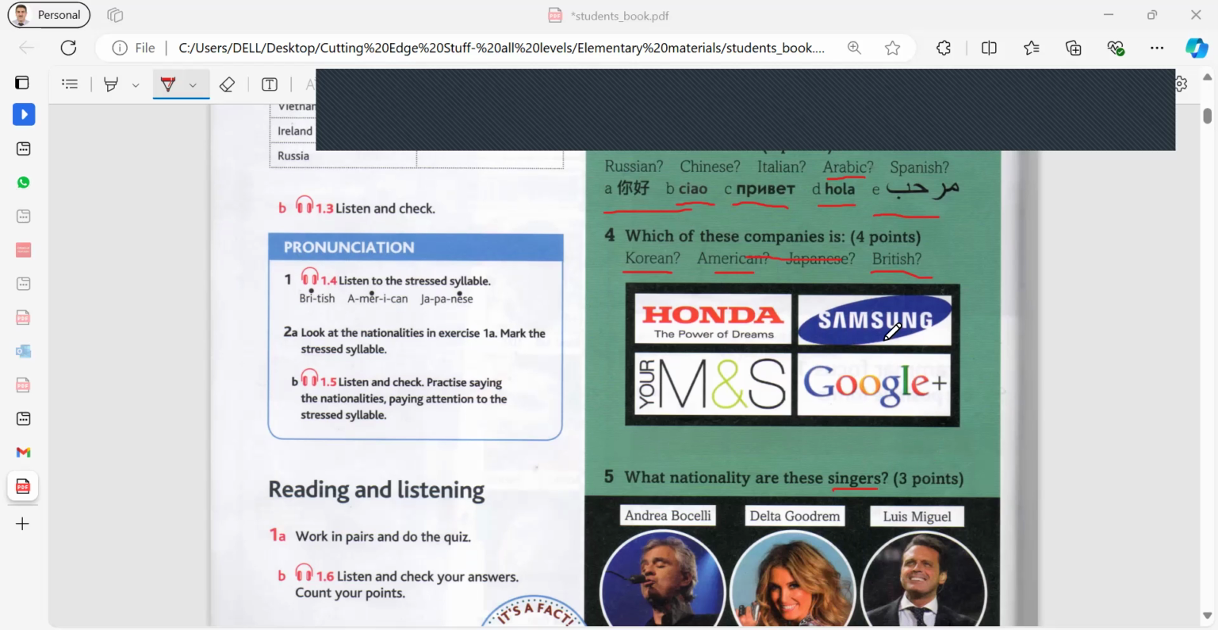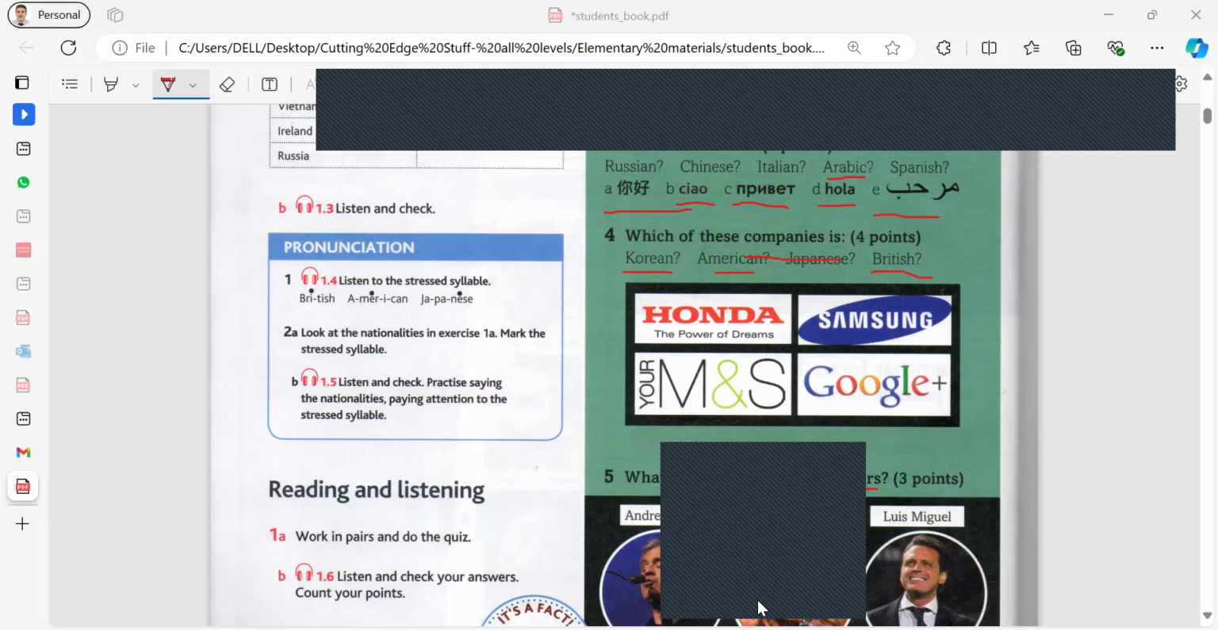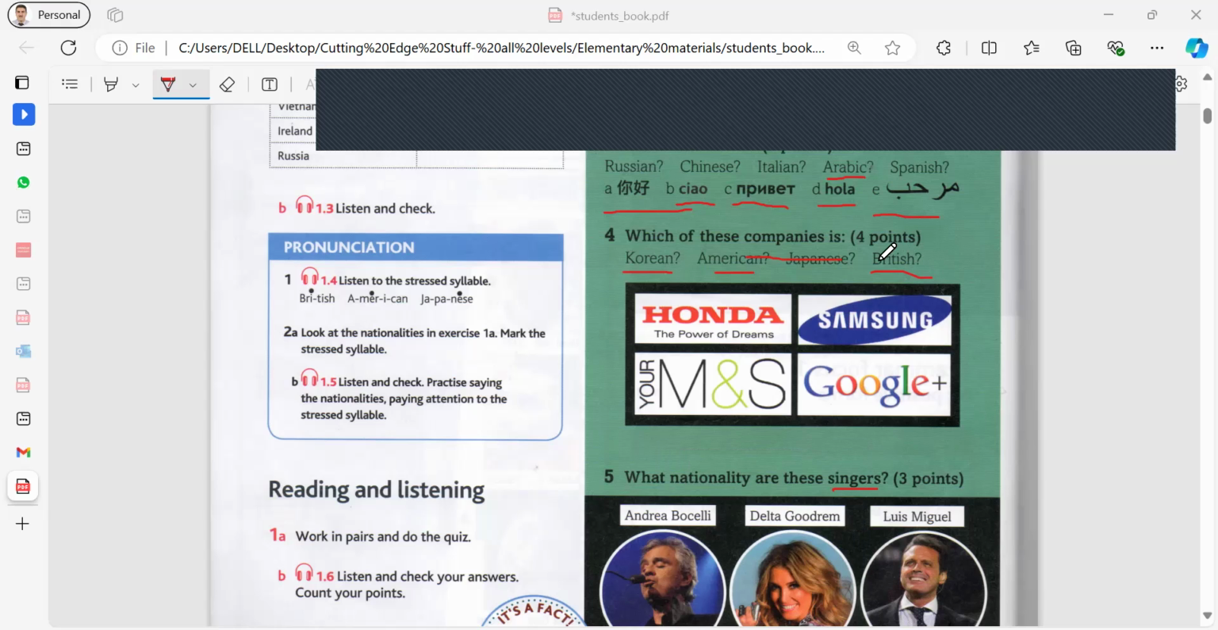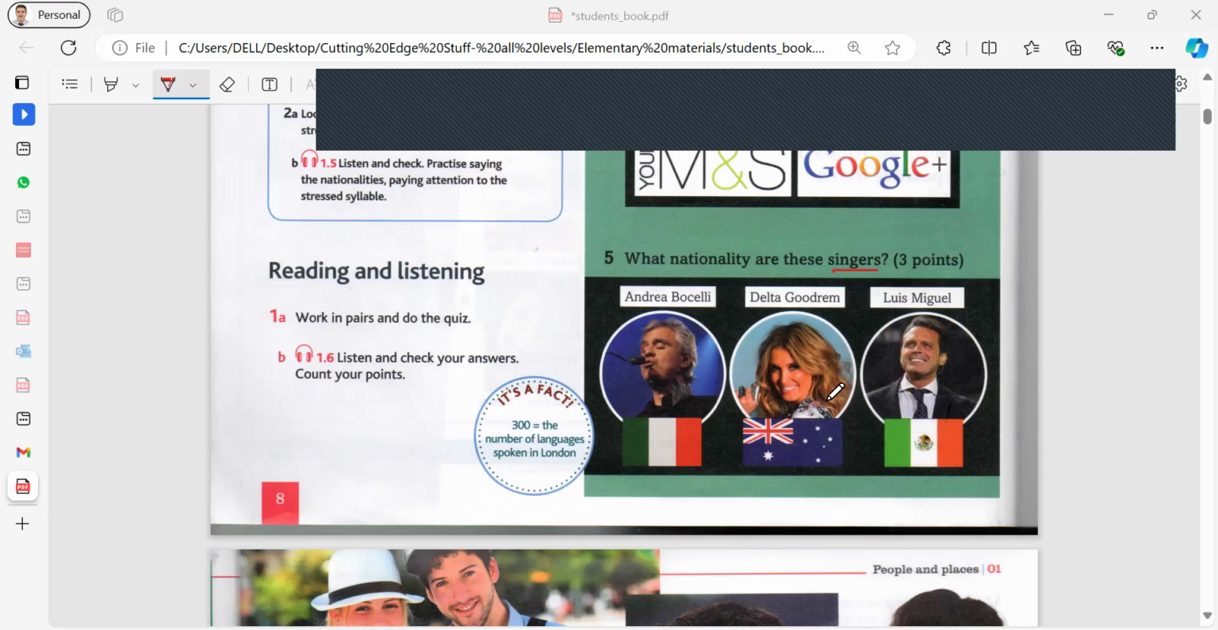Samsung is a Korean company, a famous Korean electrical company. Google is an American company. Honda is a Japanese car company. Marks and Spencer is a British company. Yes, I think here you got 4, right? Yes, 4. Great. The last one.